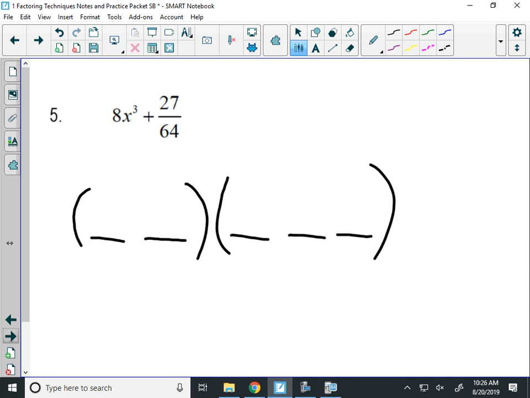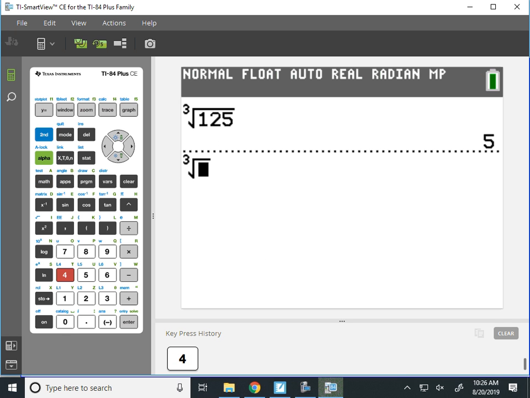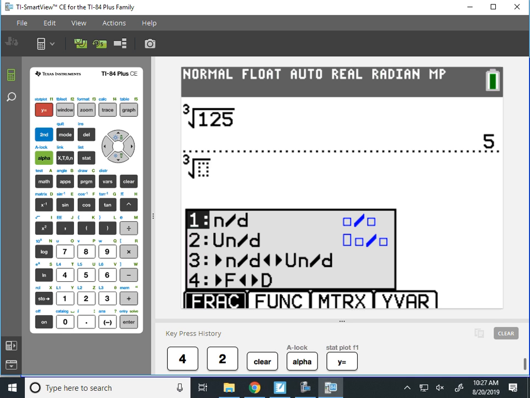2x. Okay, now, you can do the cubed root of 27 over 64 in your calculator if you want. Oh, wait, hold on. I'll do it this way. Do you guys know how to make a fraction in here? How do you do it? Remember? How to make a fraction that stacks? Alpha, y. Yeah, alpha, y equals enter.